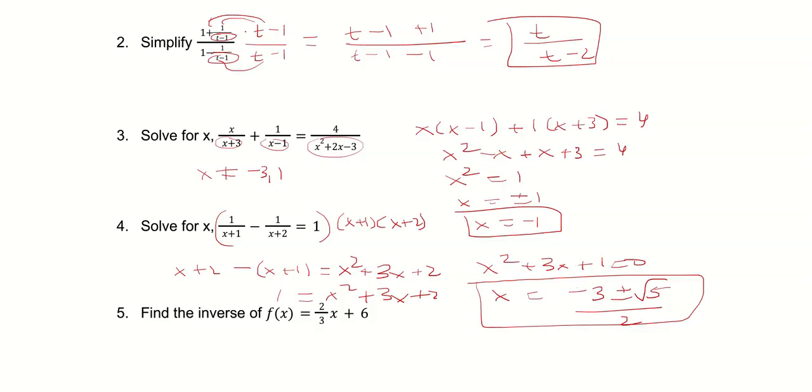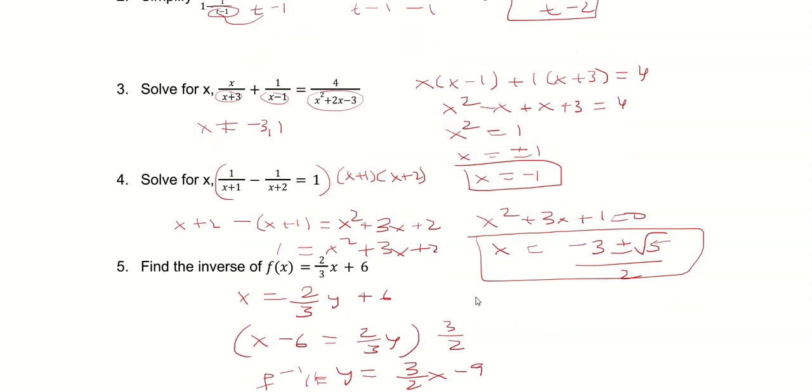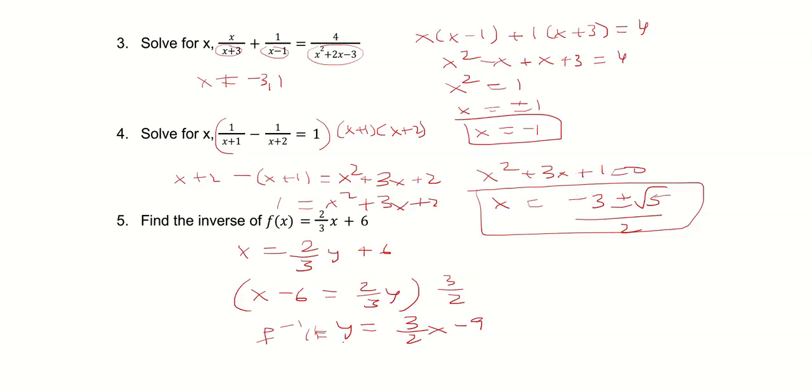And then finally for number 5, you want to find the inverse of this. We'll replace f of x with x, and then x with y. Subtract by 6, and then multiply both sides by 3/2 to solve for y, to get y is equal to 3/2 x minus 9. And so that's going to be the inverse. That's our final answer.